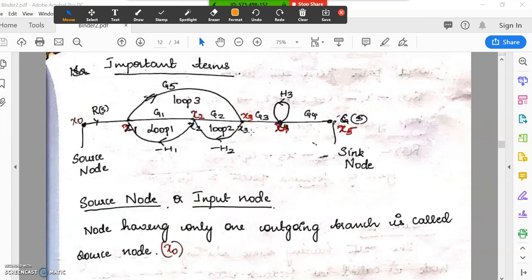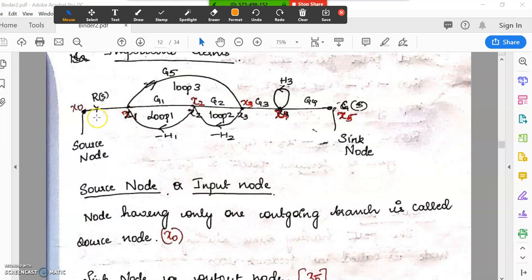Next, important terms related to the signal flow. Please write down, these are very important terms. You have to write down this signal flow diagram, and as I'm explaining, please write it down. First is called the source node. Source node is the input node, which has only outgoing signals. It doesn't have any input. The first node is called the source node.